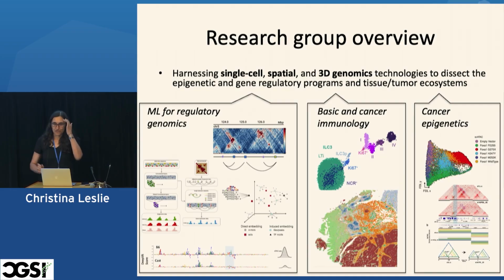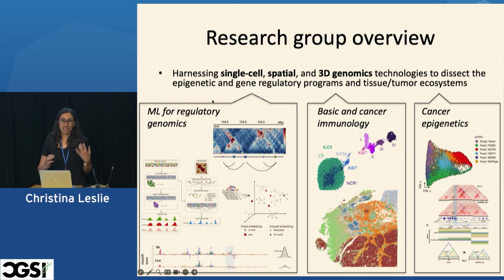Okay, so if you don't know my lab, what we do is we use single-cell data, spatial transcriptomics data, and 3D genomics data to try to understand gene regulation, but also cellular ecosystems in tissues and tumors. And we do a lot of work developing machine learning models for regulatory genomics. But we also, with wonderful collaborators, do a lot of basic and cancer immunology and also cancer epigenetics.